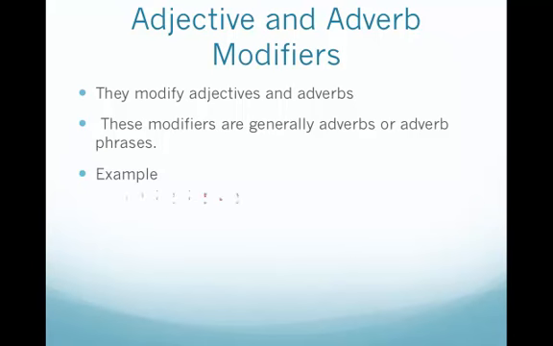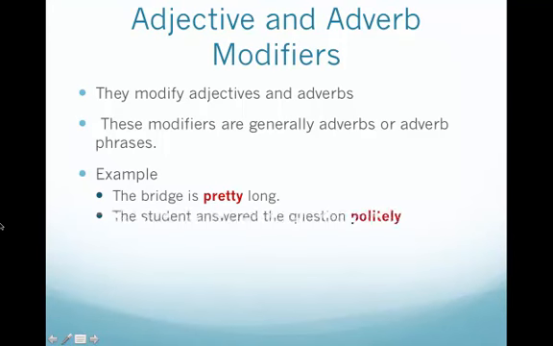Let us take a look at some examples. The bridge is pretty long. In this sentence, bridge is the subject or the noun, and long is the adjective that describes the word bridge. The word pretty describes the degree of the bridge being long, and therefore pretty modifies the adjective long, and pretty is an adjective modifier in this case.